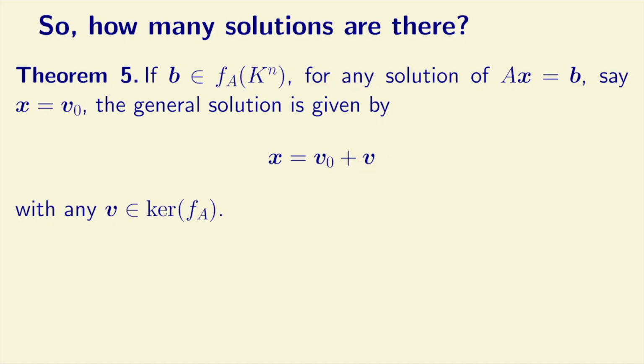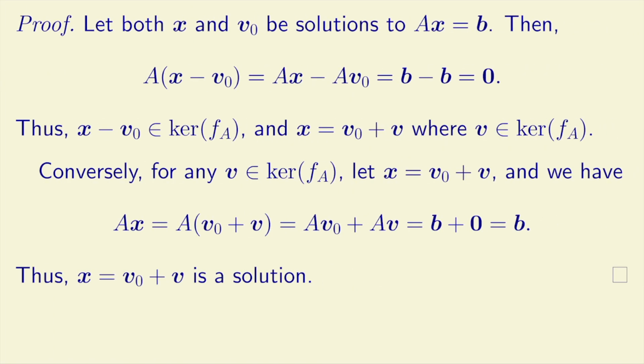The proof shows us why. If both x and v naught are solutions to Ax equals b, then their difference, A of x minus v naught, is equal to Ax minus A v naught, which is b minus b, or the zero vector. This means that the difference, x minus v naught, is in the kernel. So x is just the specific solution v naught plus some vector from the kernel.